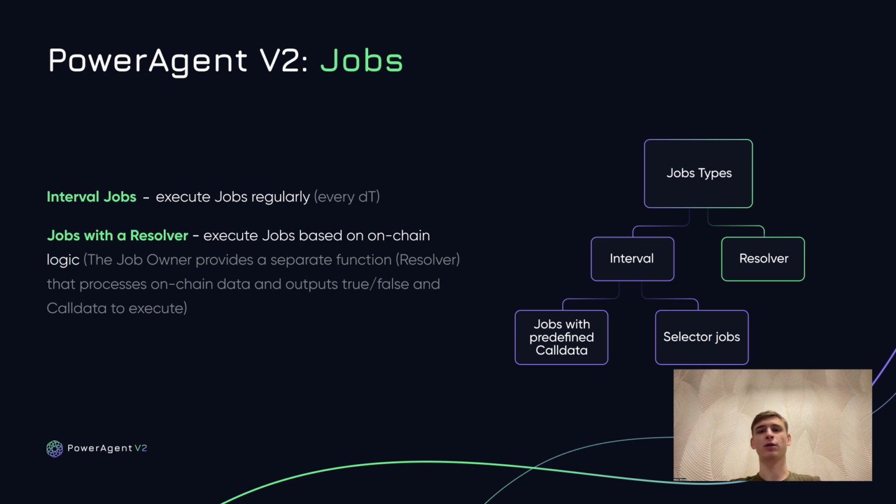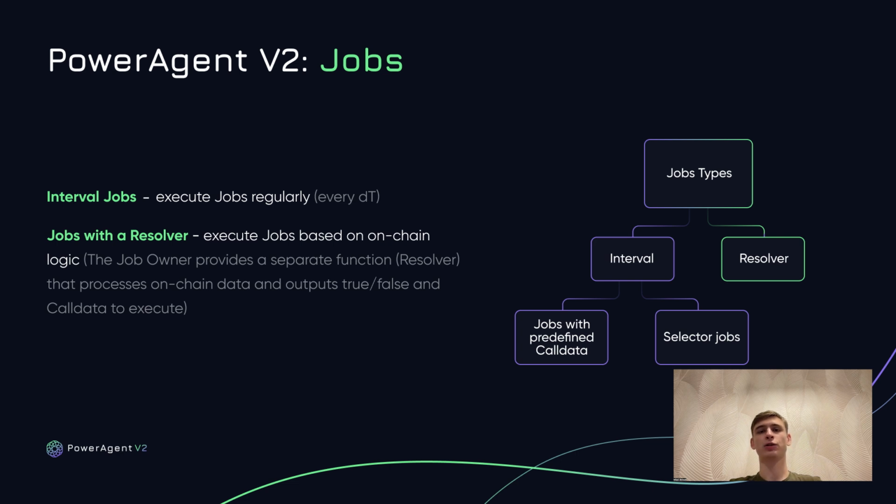And a perfect example of a resolver job is automated liquidation protection. You deploy a contract with the resolver function that checks the health factor of your CDP. And when the health factor drops below a certain threshold, the check function will then return true, and the assigned keeper will execute the task to add collateral to your debt.